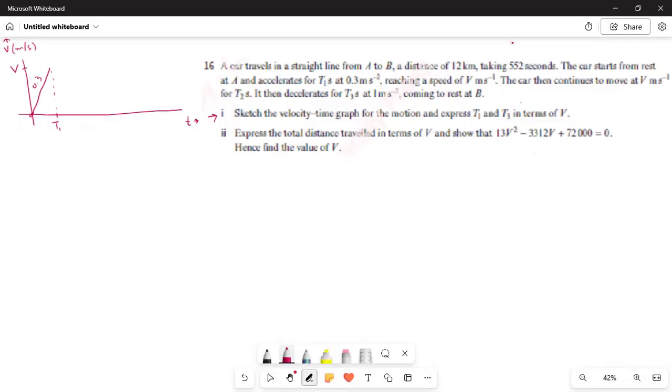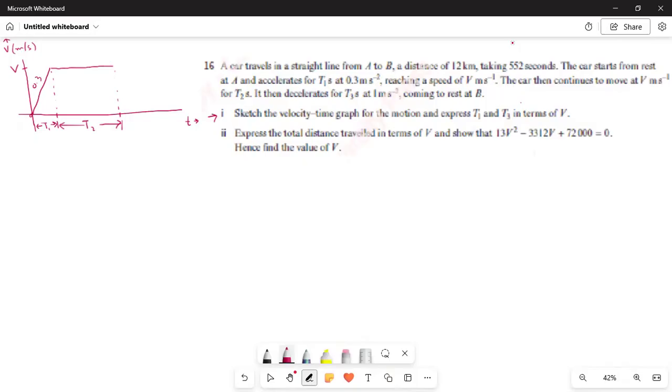v meters per second. The car then continues to move at v meters per second for t2 seconds. Okay, so it keeps moving for time t2. No, sorry, I made one mistake here. So t2 is not this time, but this interval is t1, and this interval is t2.